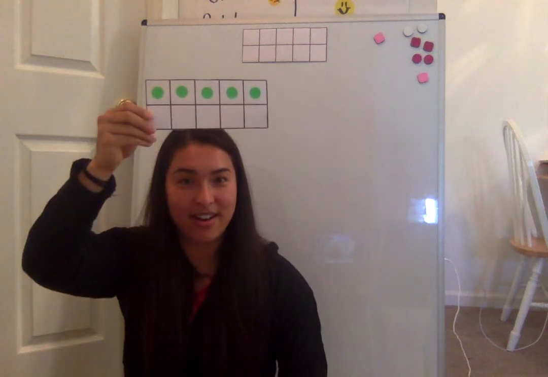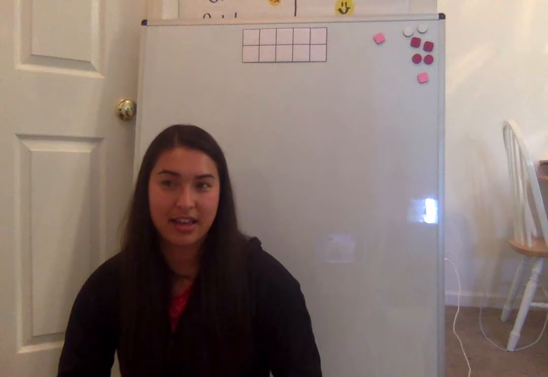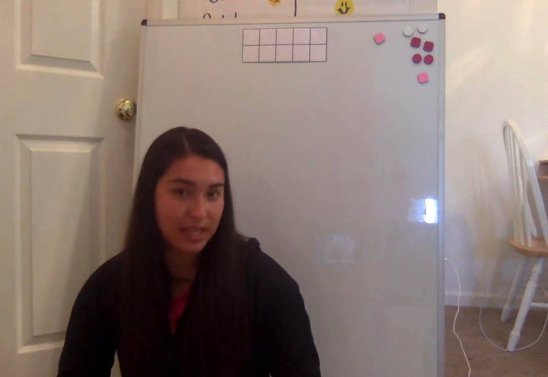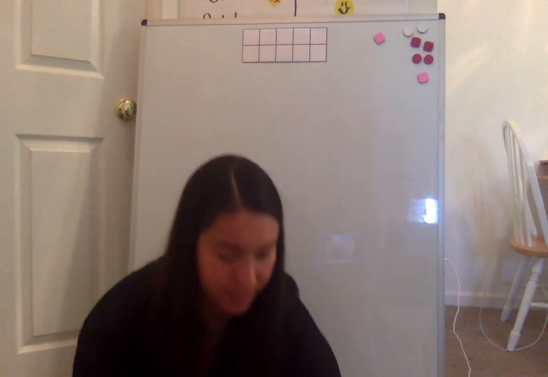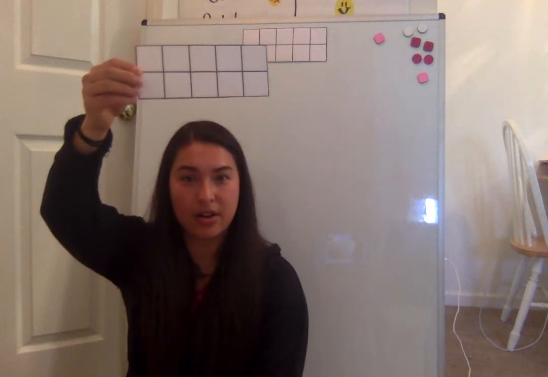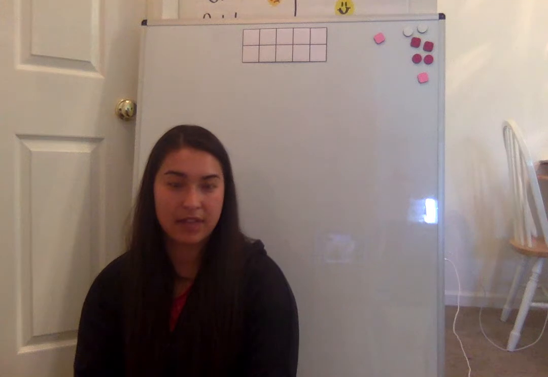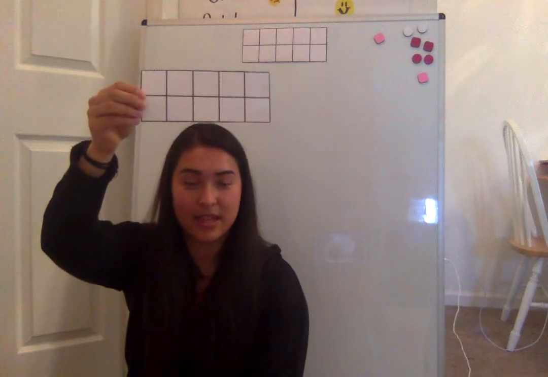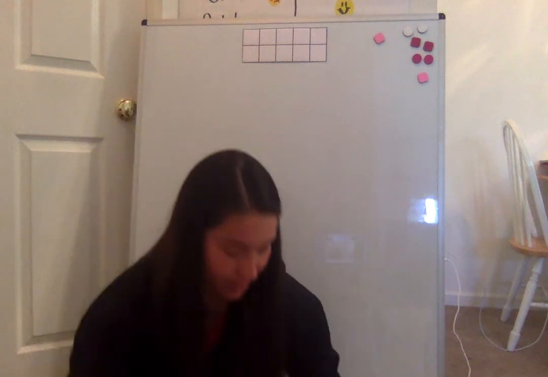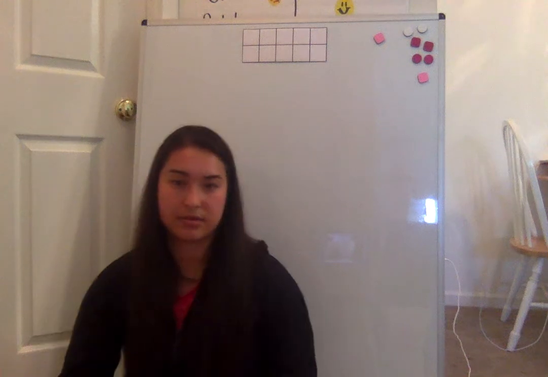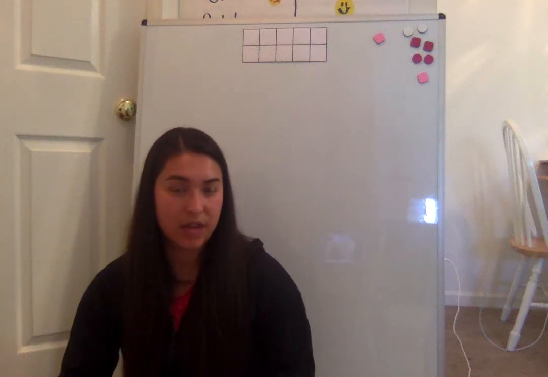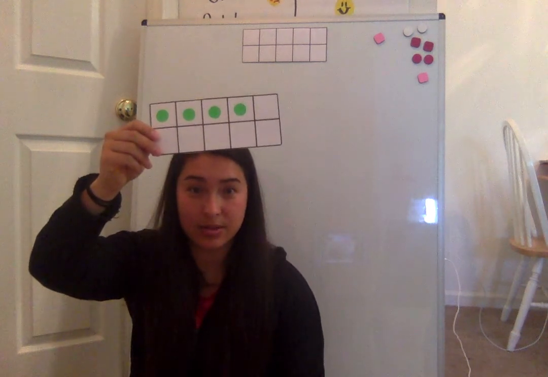How many dots are on? If 5 dots are on, how many more dots do we need? 5 plus 5 equals 10. How many dots are on? If 0 dots are on, how many more dots do we need? 0 plus 10 equals 10. Great job. How many dots are on? If 4 dots are on, how many more dots do we need? 4 plus 6 equals 10.